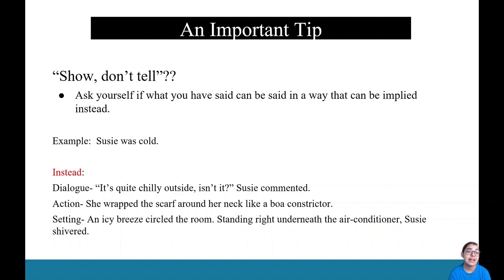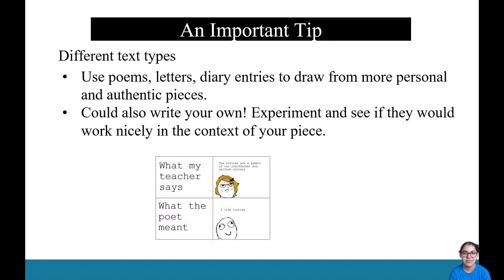We can use action, so she wrapped the scarf around her neck like a boa constrictor. Or setting, an icy breeze circled the room. Standing right underneath the air conditioner, Susie shivered. That was a bit of a tongue twister. Susie shivered. Yeah, I'm glad it wasn't like three S's there. So many ways to show and not tell. So make sure you use one of those ways to show and not tell.